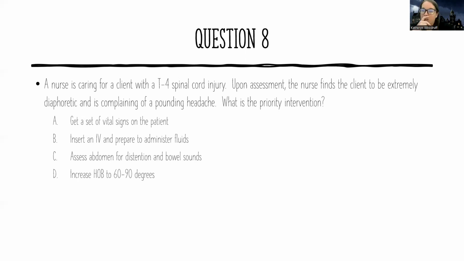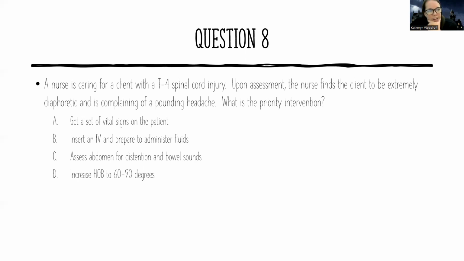Now, I know some of you are going to say, but we don't know that their blood pressure is high, so let's check it first. But here's the thing: is raising their head of the bed 60 to 90 degrees, based on our assessment findings where we're pretty sure it's autonomic dysreflexia, ever going to cause harm, even if their blood pressure wasn't elevated? No, it's not. And it can start to relieve some of that unopposed pressure.